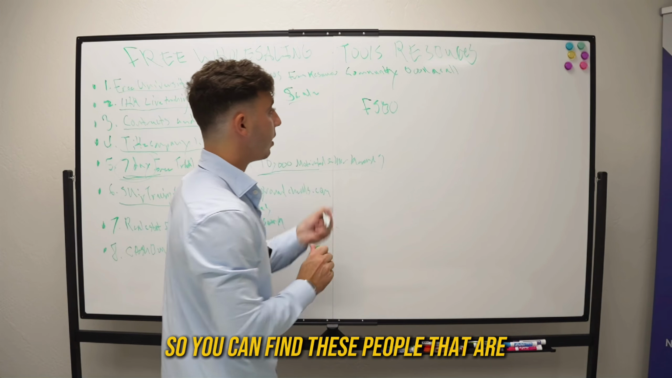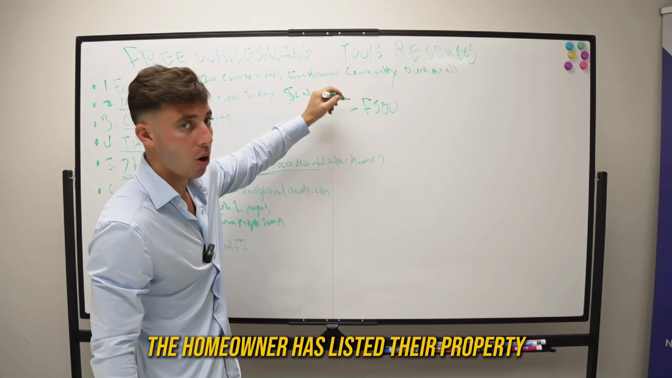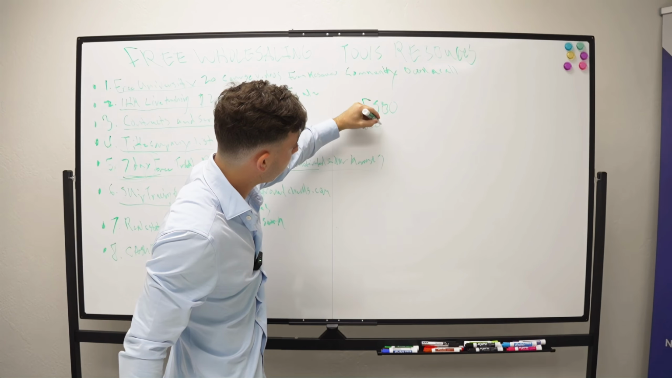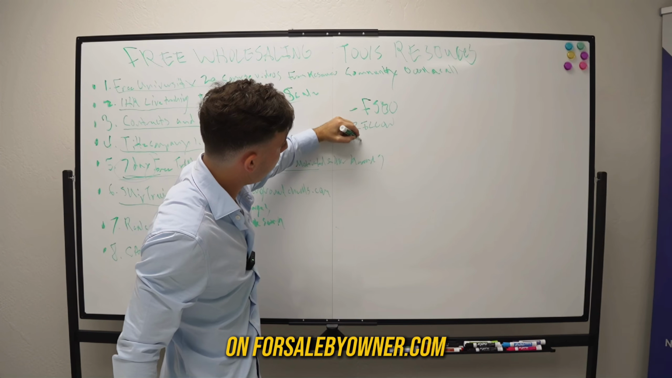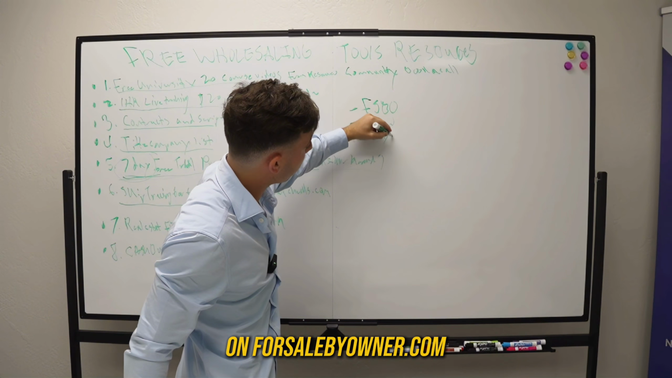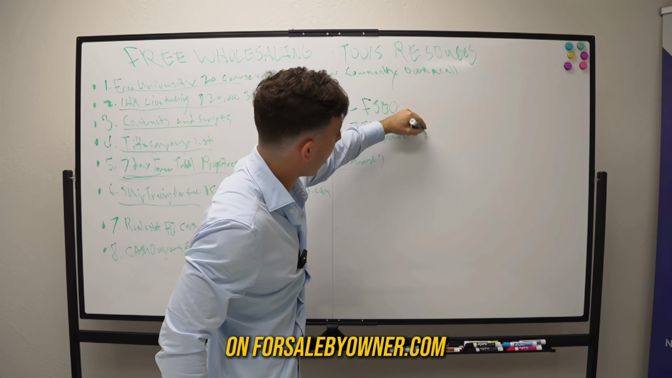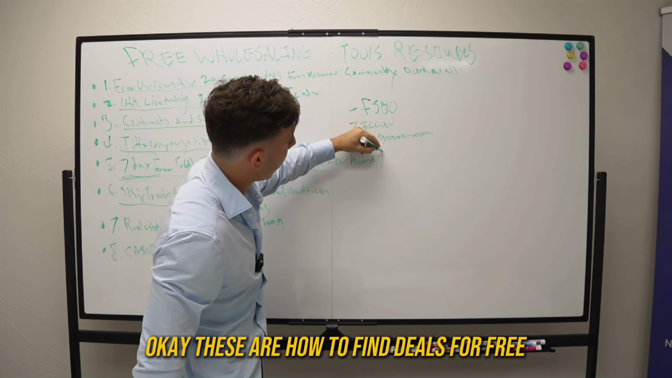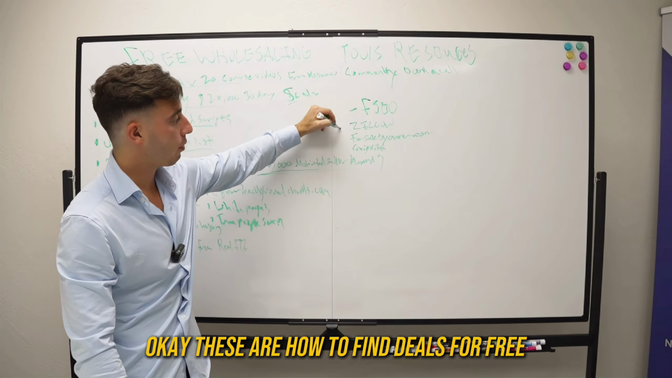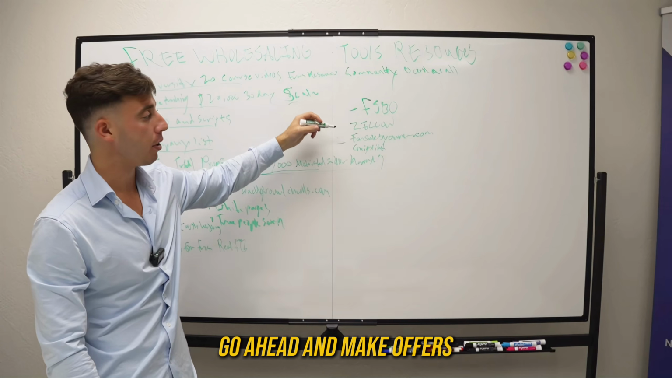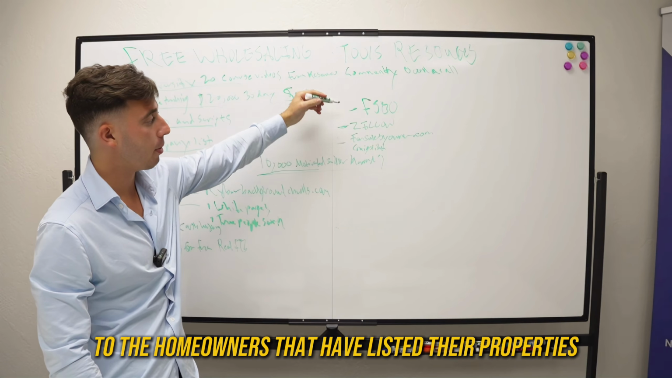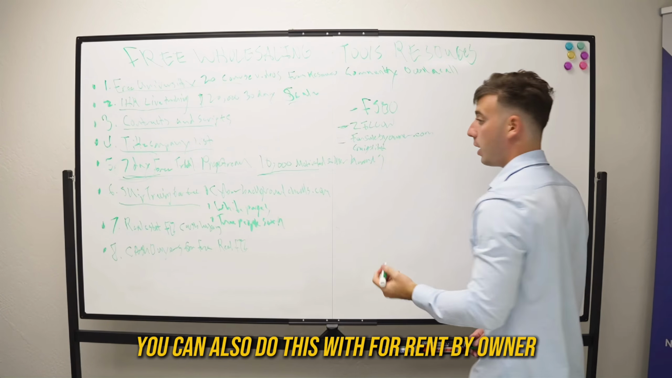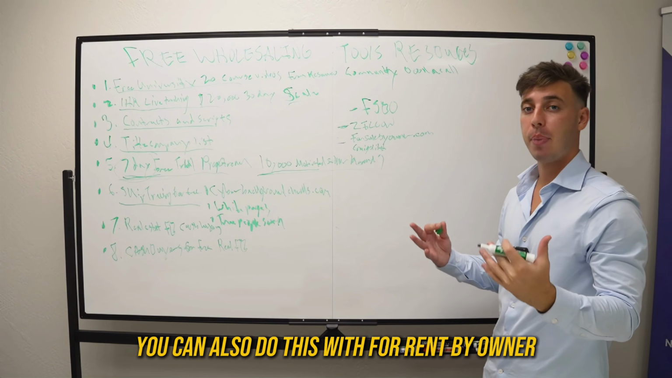So you can find these people that are listing their property. The homeowner has listed their property for sale by owner on Zillow, on forsalebyowner.com, and on Craigslist. Okay? These are how to find deals for free. Go ahead and make offers to the homeowners that have listed their properties for sale by owner on Zillow, forsalebyowner.com, and Craigslist. You can also do this with for rent by owner.